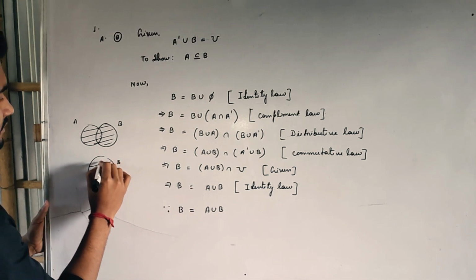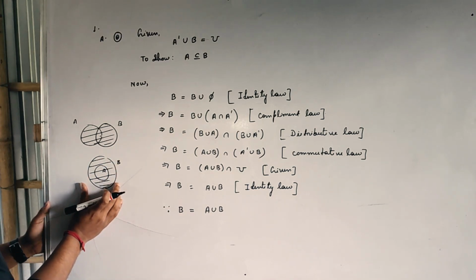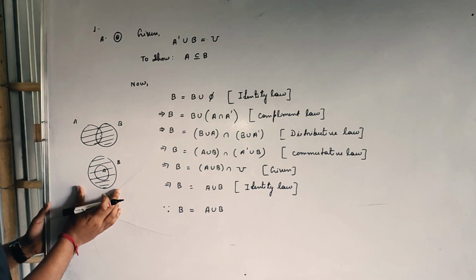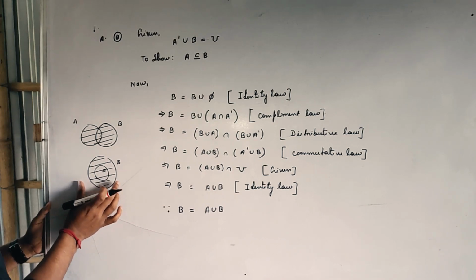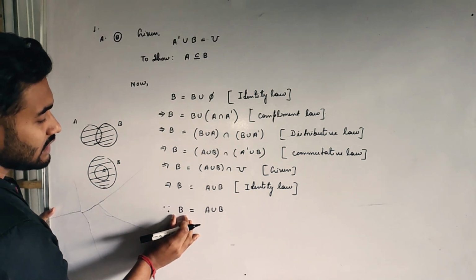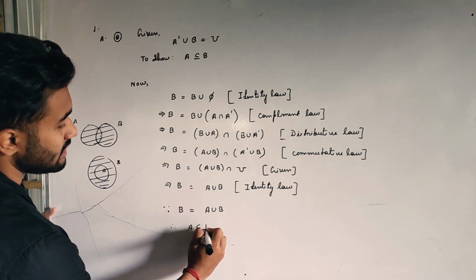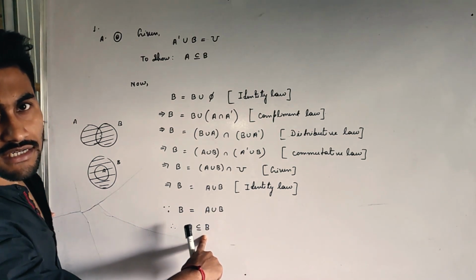Now what is A union B? This is A union B, right? So this is A union B, and what is the shading of B? Same. So in this diagram, A union B is equal to B. It means that A must be a subset of B. B has to be the larger set.